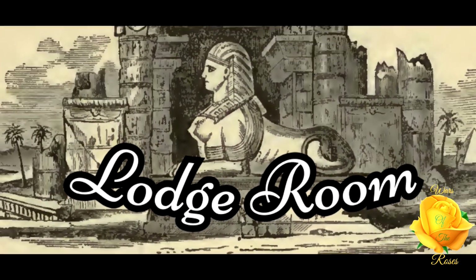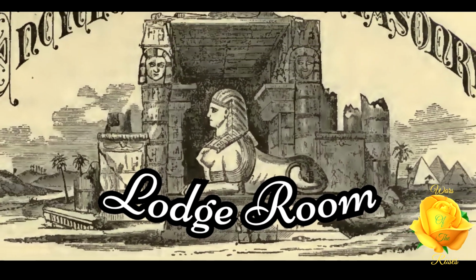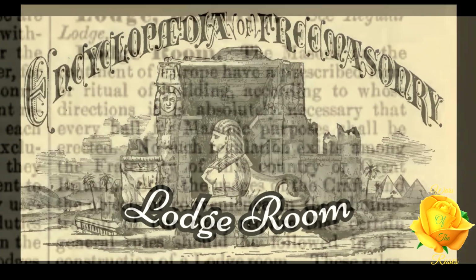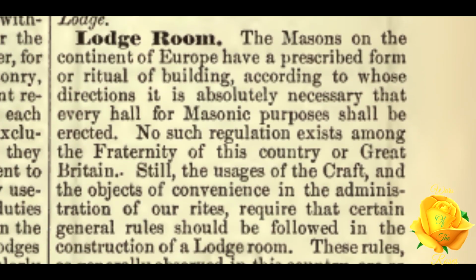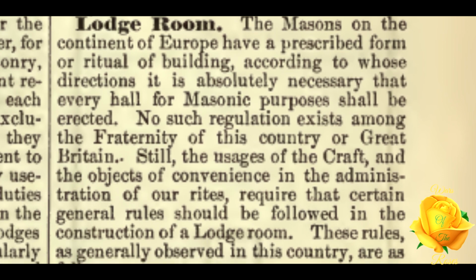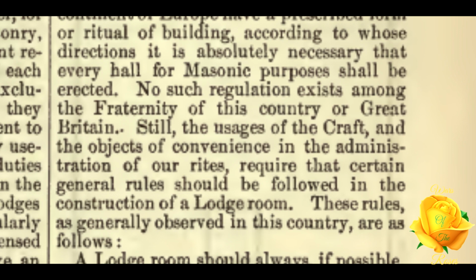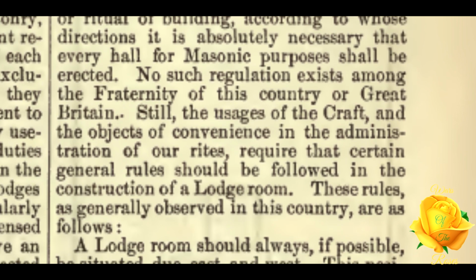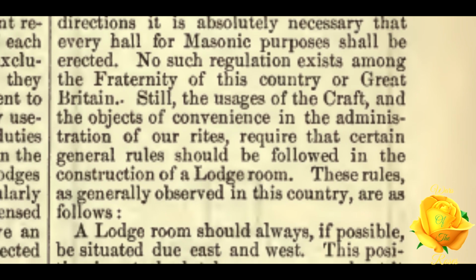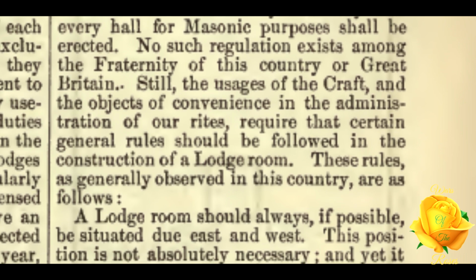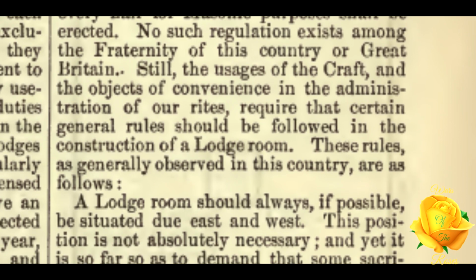And this is Lodge Room from the Encyclopedia of Freemasonry by Albert G. Mackey. Lodge Room. The Masons on the continent of Europe have a prescribed form or ritual of building, according to whose directions it is absolutely necessary that every hall for Masonic purposes shall be erected. No such regulation exists among the Fraternity of America or Great Britain.